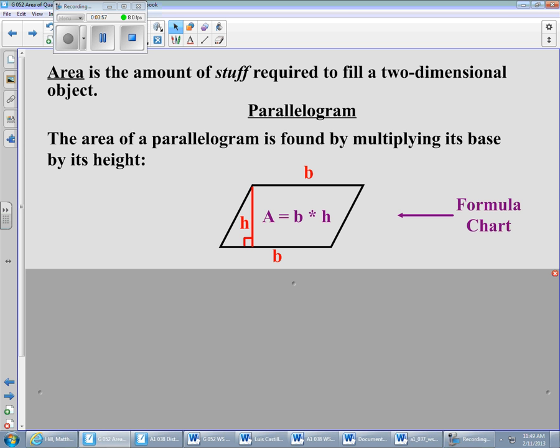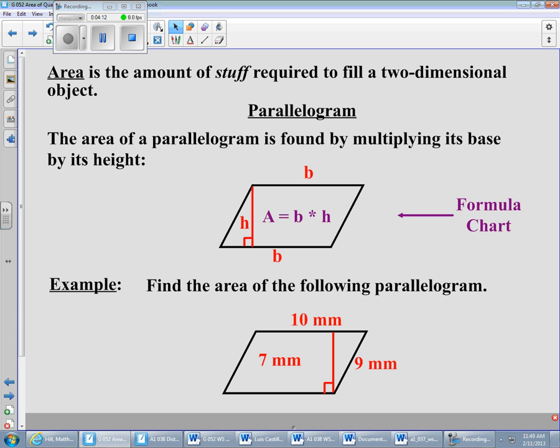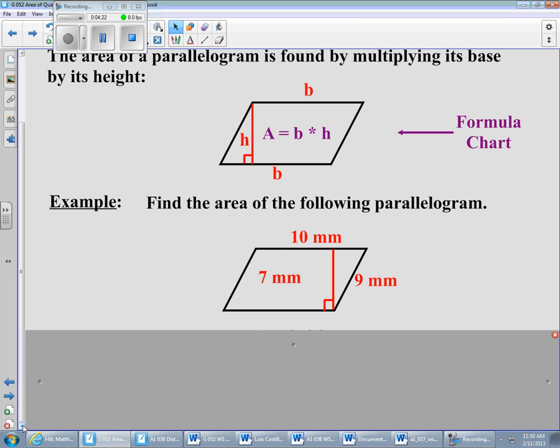As I indicated on there, these formulas are on your formula charts. You will not have to memorize the formula to find the area of a parallelogram. Not that it's a difficult formula, and you've certainly seen it before. I believe the first time you look at finding the area of a parallelogram is somewhere around 5th grade. Okay, so here is a parallelogram.